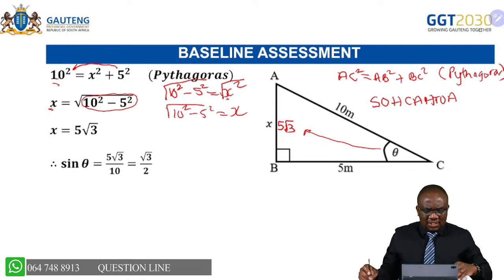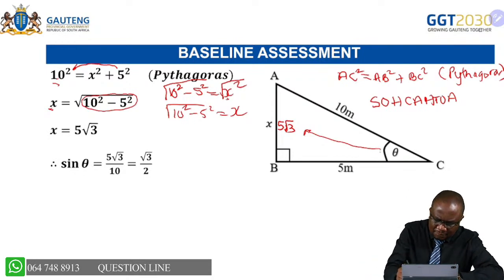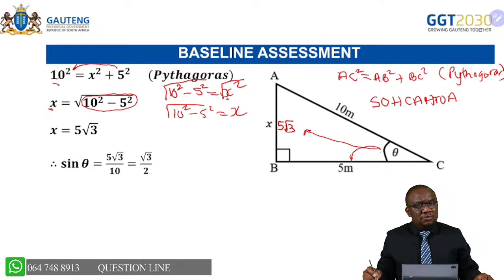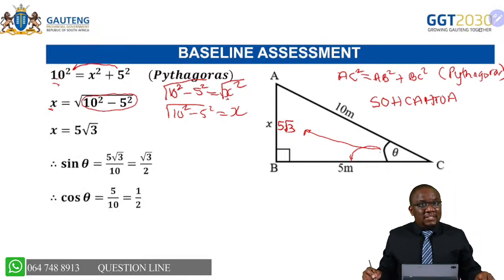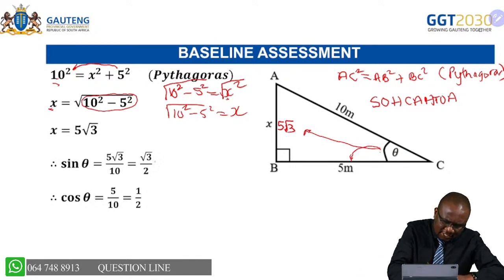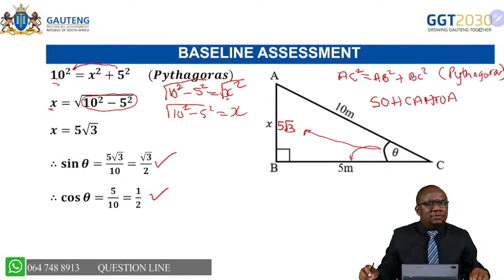Cos theta is adjacent side over the hypotenuse. That is 5, so it's going to be 5 over 10, which is half. Which angle will give you cos something equal to half? Don't worry about that for now. Cos theta is 1 over 2. Mark that. If you didn't get it right, write the corrections.